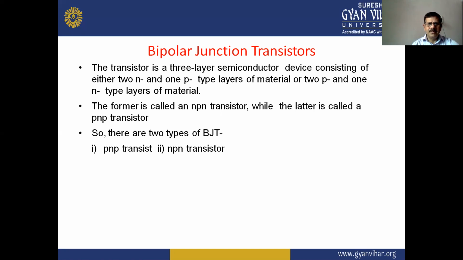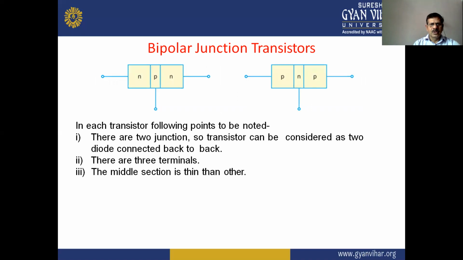In an NPN transistor, there are two layers of N-type semiconductor and one layer of P-type semiconductor, while in a PNP transistor, there are two layers of P-type semiconductor and one layer of N-type semiconductor. So there are two types of BJT or bipolar junction transistor: NPN transistor and PNP transistor.